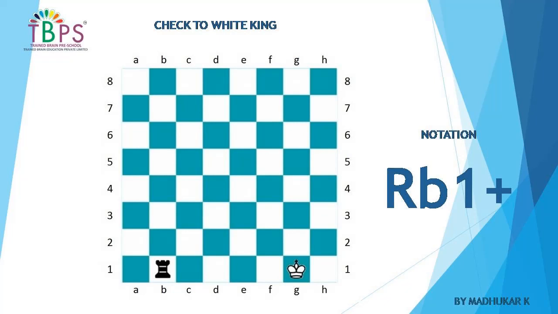Here the white king is in g1 and a black rook in b1 is giving a check to the king. Here the king can easily escape to f2, g2 or h2. Here this movement of the black rook is called check. For check we have to add the plus symbol to the notation. So the notation of the rook's move is Rb1+.